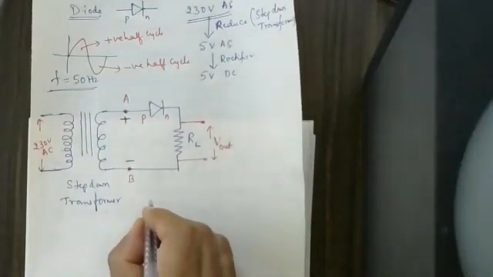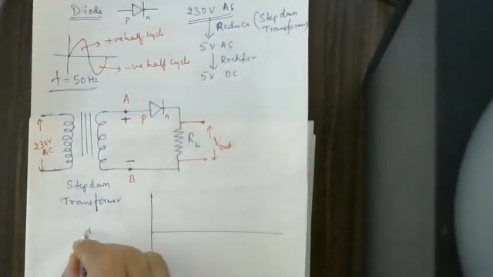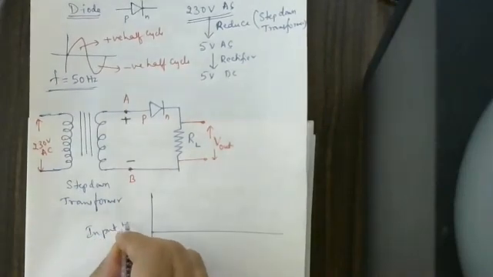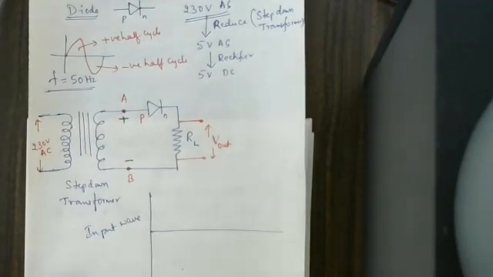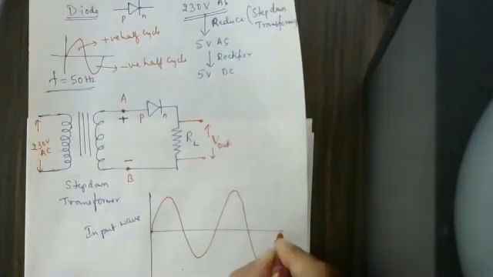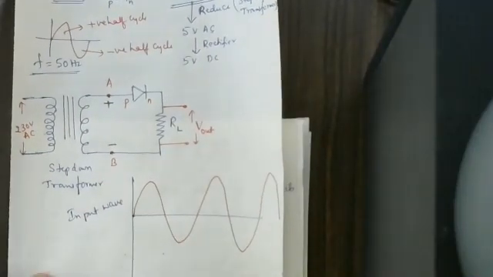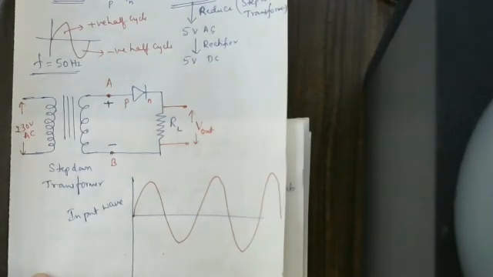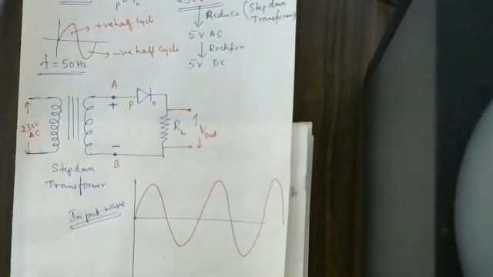This is input and this is output. I had to show it. This is the input wave. The input wave is like this, AC. Like this. Output wave, I am supposed to show it here. This is the input wave, and this is the output wave.